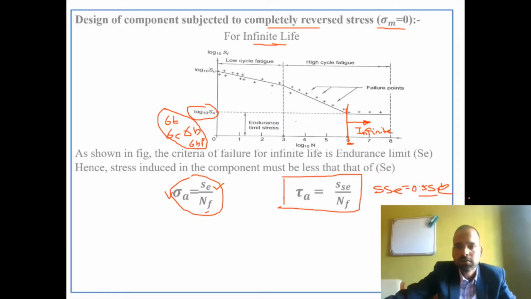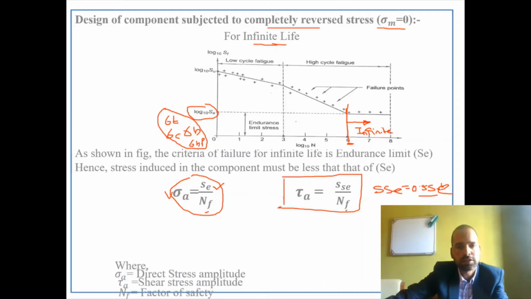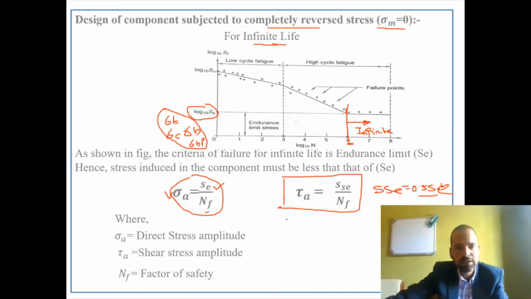So, Sse is 0.5 times Se always in case of endurance strength. So this is the equation for stresses for components subjected to completely reversed stress for infinite life. As we have discussed, sigma a is direct stress amplitude and tau a is shear stress amplitude, and Nf is the factor of safety. As mean stress is 0, we are only finding out stress amplitude for direct stress and stress amplitude for shear stress.